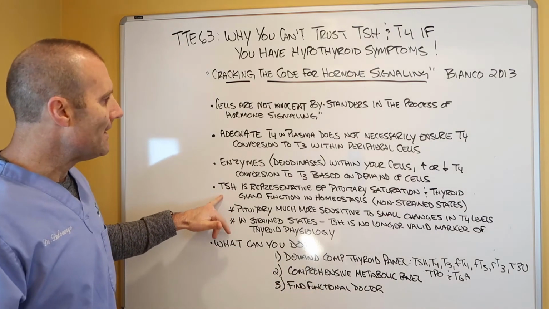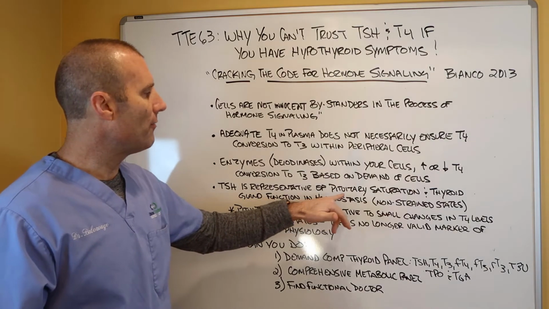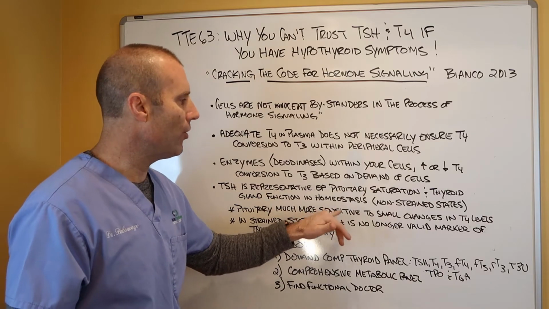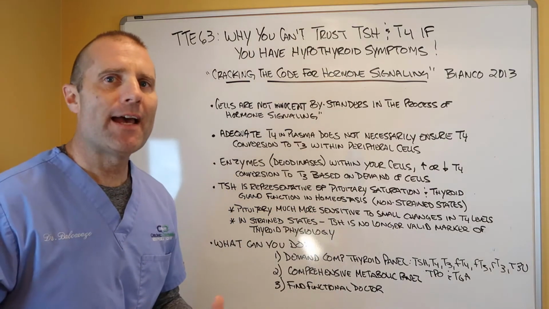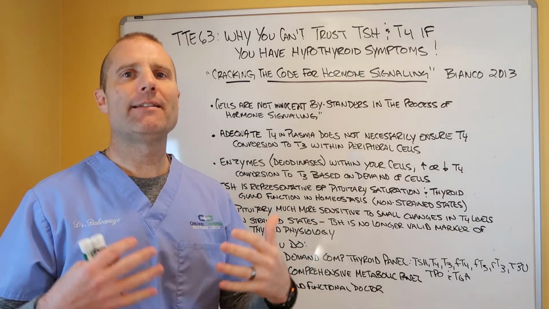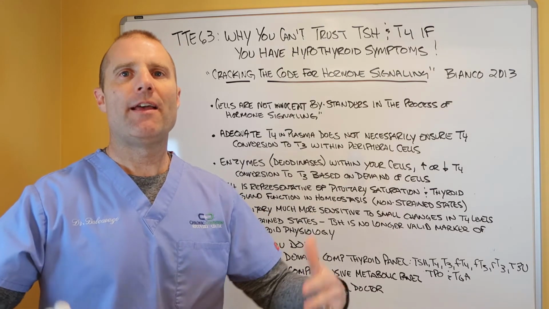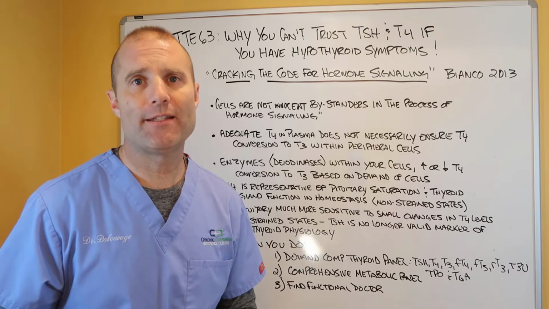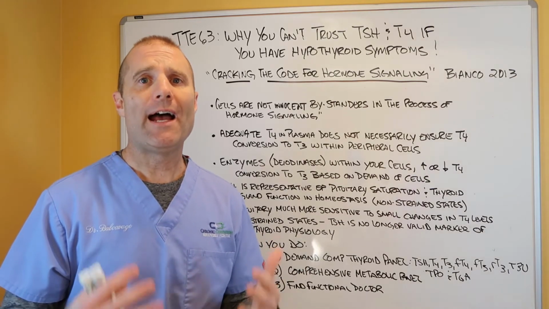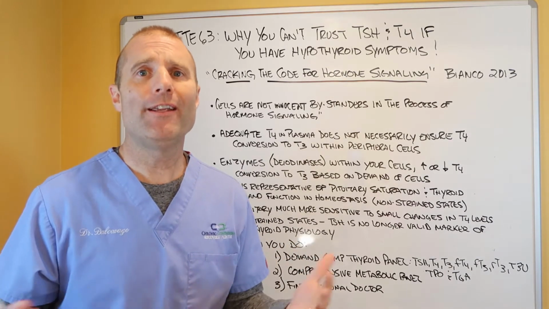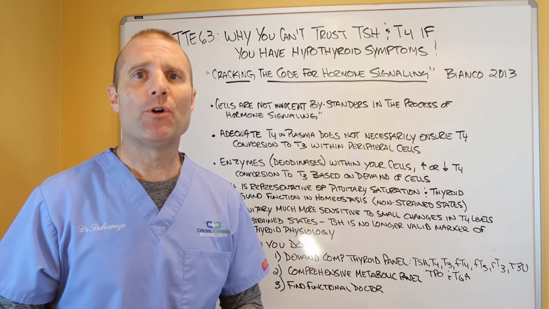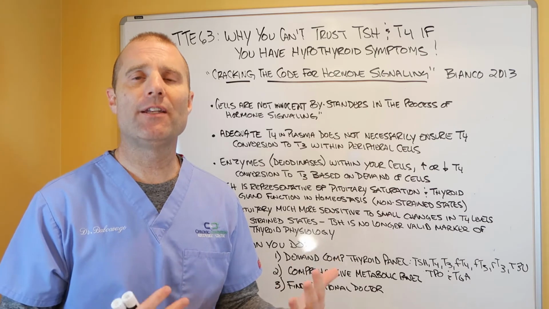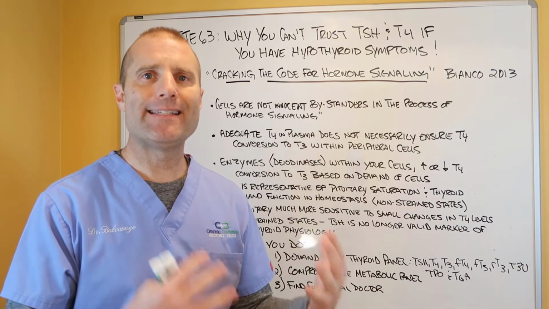So, TSH is representative of pituitary saturation and thyroid gland function in homeostasis. So what does that mean? That means that when a person has no stress on the system and they are in balance, in harmony, and they're functioning really well, that's homeostasis. Most of the people who have hypothyroid symptoms aren't in homeostasis, okay? So if you're in homeostasis, yes, you can use TSH as an indicator of gland disease.